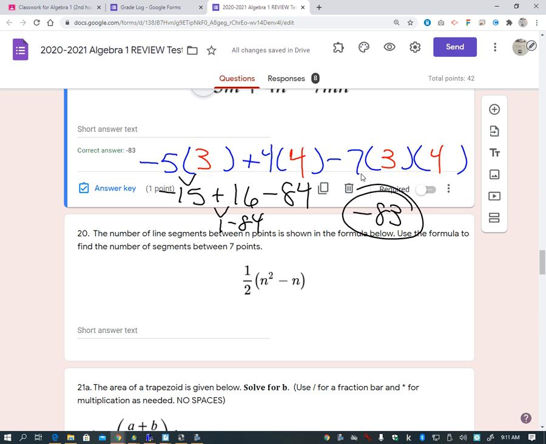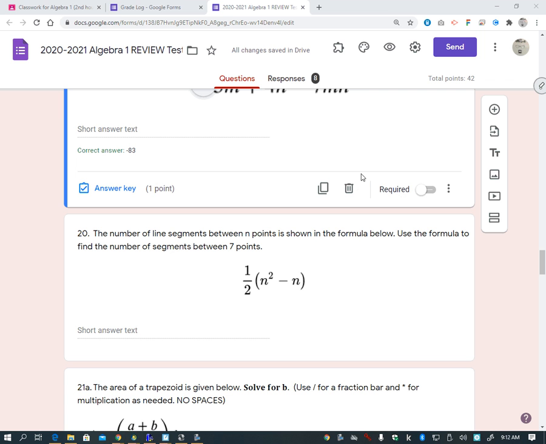Negative 83. Okay? If you forget to type in the negative sign and I don't find it on your paper, it will get counted as wrong. Okay, so be careful. Make sure you're including everything.